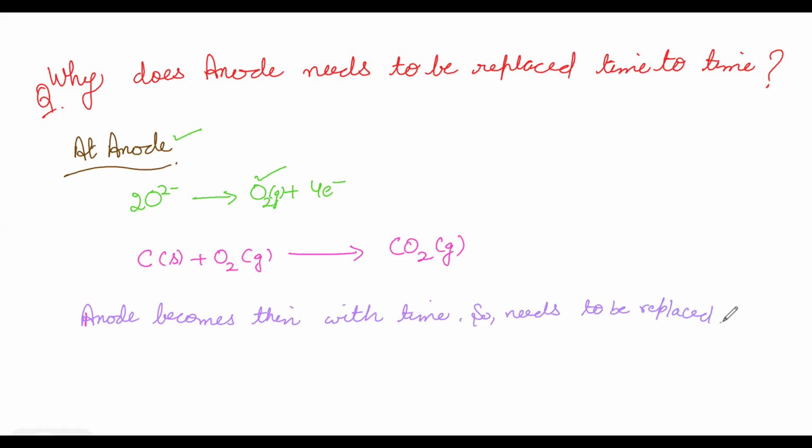How will we write this answer in exam is we'll show this reaction, the formation of carbon dioxide, and we'll write that this carbon is anode. And we'll say that because carbon goes off as carbon dioxide on reacting with oxygen produced at anode, that is why anode becomes thin with time and we need to replace it. Yes, that is a very important question which comes in exam.